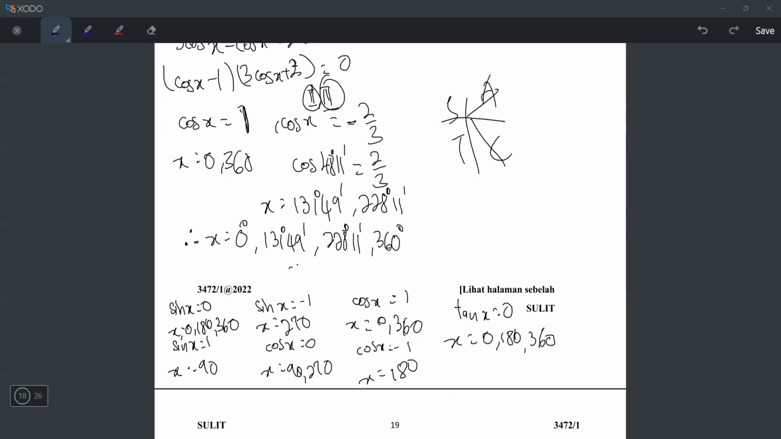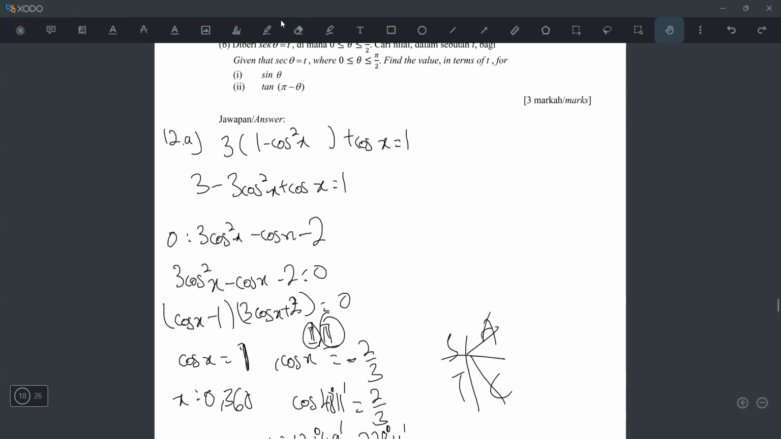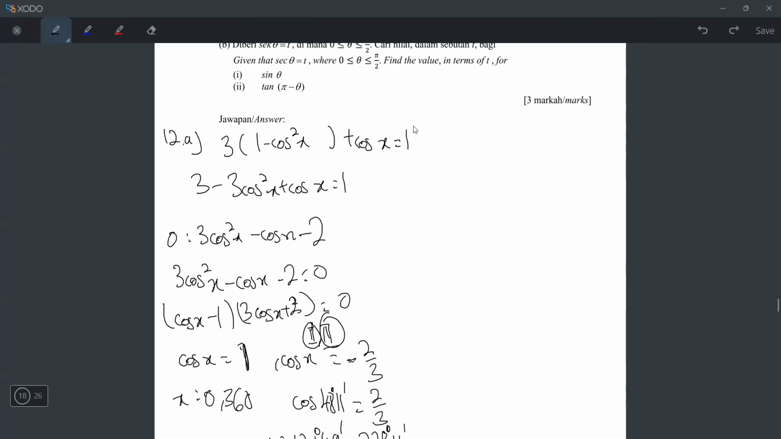Okay. So I think I can continue with the B question. I haven't finished yet. There's one more question here. So let's erase this. Okay, let's continue with the B question. I think I will do it here. So the B question: given that sec theta equals t, and so on, find the value of sine theta. Okay, you have to draw.